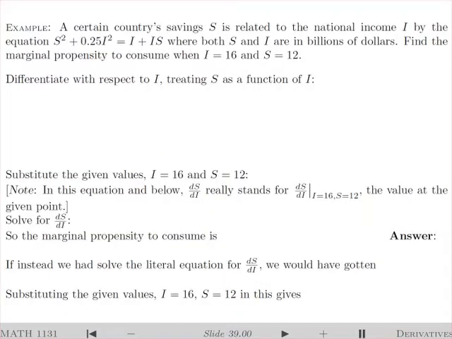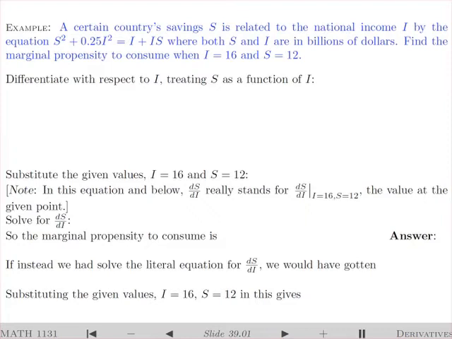To illustrate what I just said, we'll do an example. This is one of the economics concepts I've seen before, the marginal propensity to consume or to save. The difference this time is that we have an equation connecting income and savings rather than the savings given purely as a function, an expression in income. So I have the equation S squared plus 0.25 I squared equals I plus IS, where S is the savings, and I is the income given in billions of dollars.